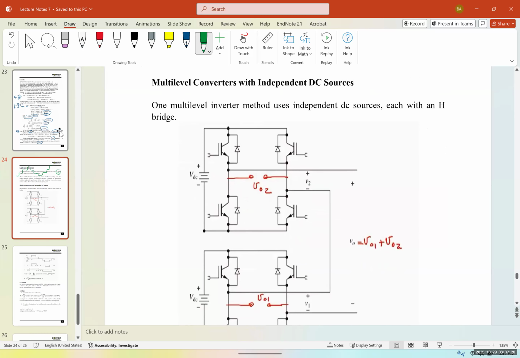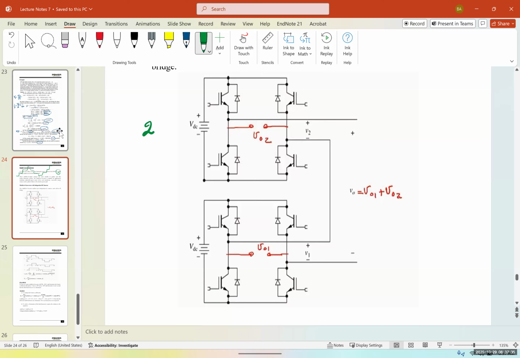So this shows a multi-level converter with independent DC sources. One multi-level inverter method uses independent DC sources, each with an H bridge. So for example, this one creates, let's say, 100 volts, and the other one creates 120 volts. Now the total voltage that we're going to have here is going to be VO1 plus VO2.